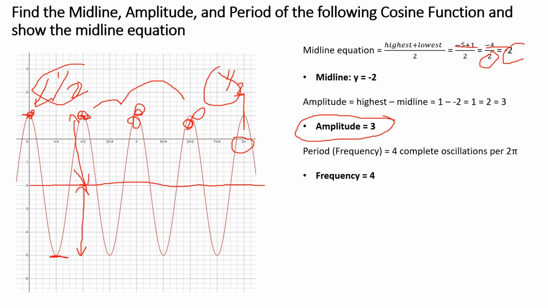In other words, it peaks or it troughs. The highest point is a peak, the lowest point is a trough. It repeats itself 4 times within 2 pi.